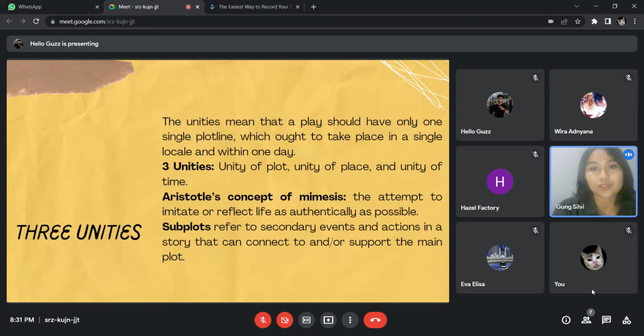Next is triunities. The unities mean that a play should have only one single plotline, which ought to take place in a single locale and within one day. Triunities: unity of plot, unity of place, and unity of time. Aristotle's concept of mimesis is the attempt to imitate or reflect life as authentically as possible. And subplot refers to secondary events and actions in a story that can connect to and/or support the main plot.